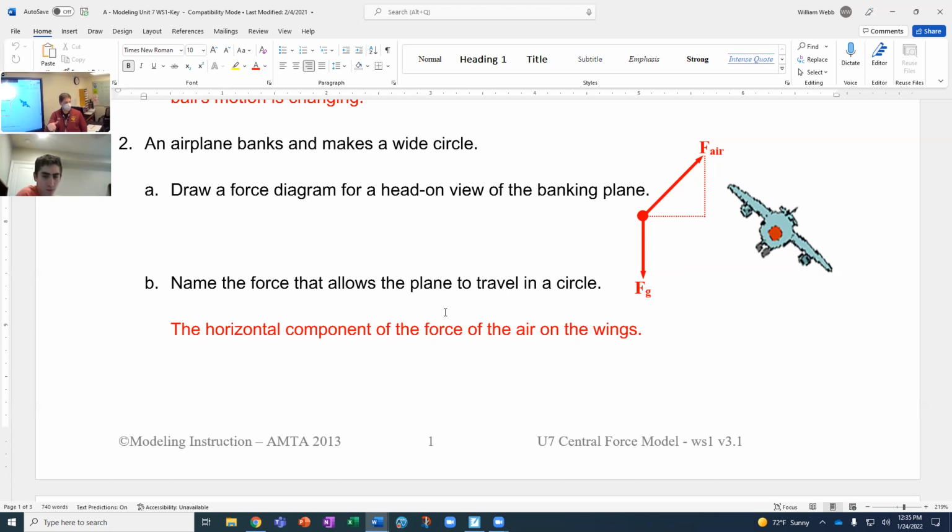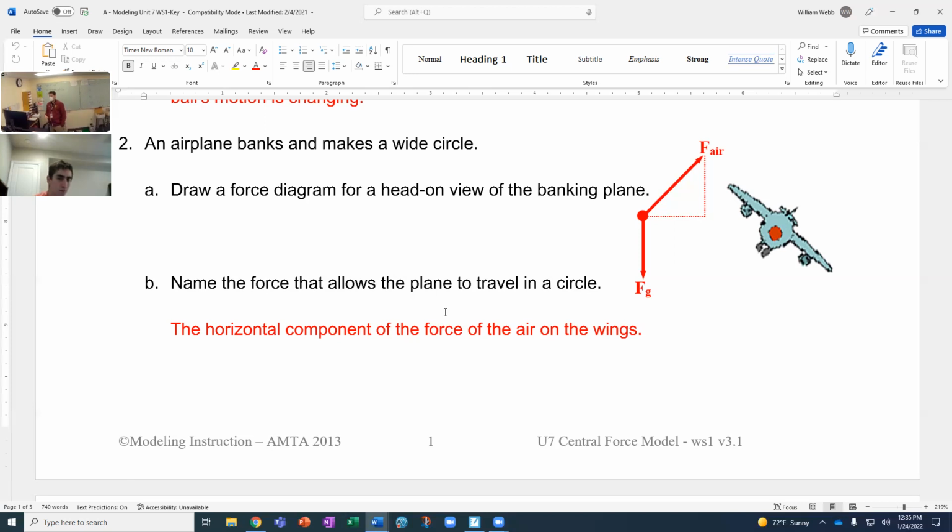The centripetal force that makes it turn. So we could use a free body diagram. We could figure out using our trig what's the equation to find this horizontal component, and set that equal to mv squared over r, if we were doing a math-based version of this. We could actually figure out what angle we need to turn at if we wanted to follow a certain radius of curvature.